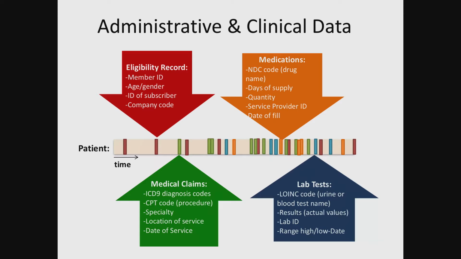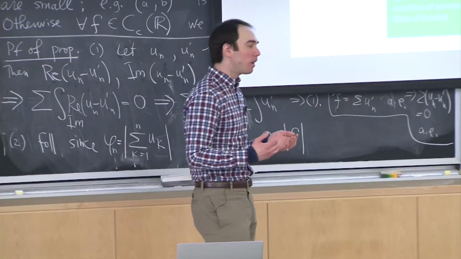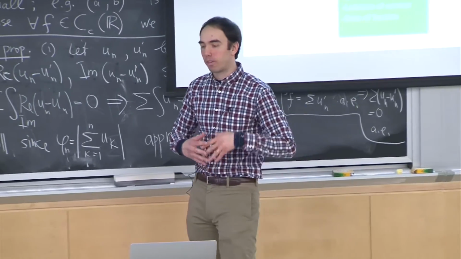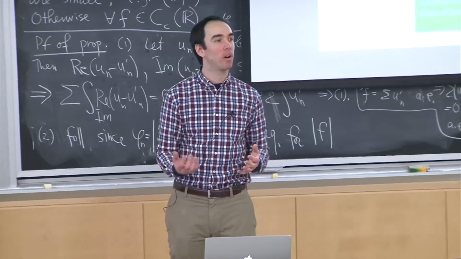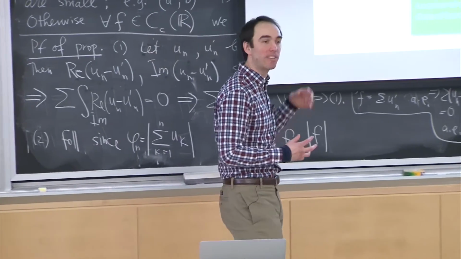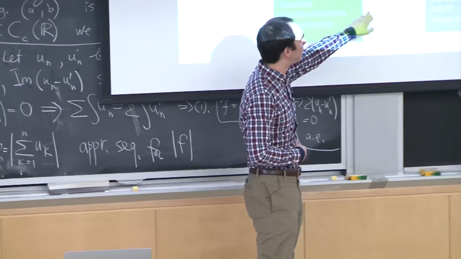Now, traditionally, health insurance companies only know what tests were performed because they have to pay for that test to be performed. But more and more, health insurance companies are forming partnerships with companies like Quest and LabCorp to actually get access also to the results of those lab tests. And in the data set that I'll tell you about today, we actually do have those lab test results as well.